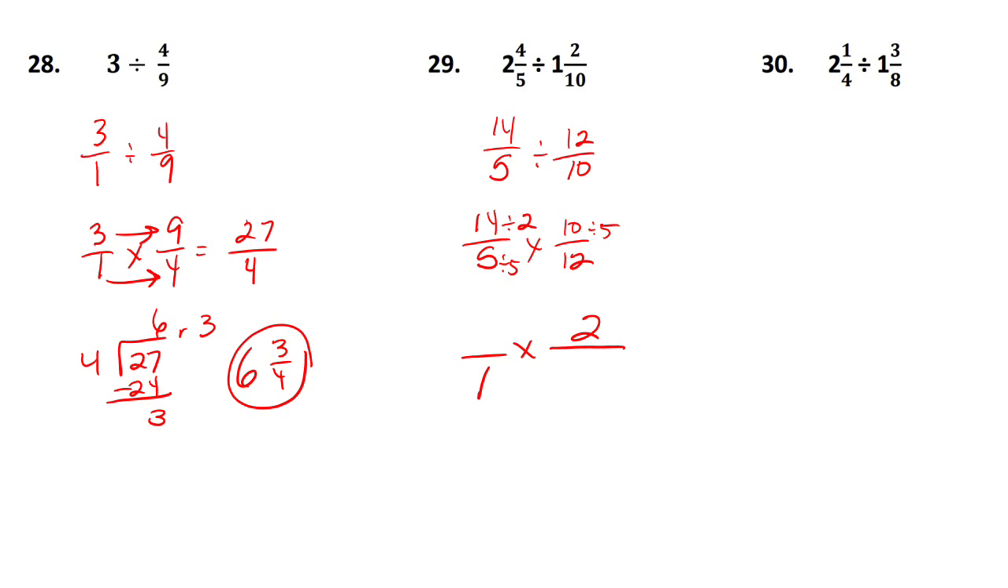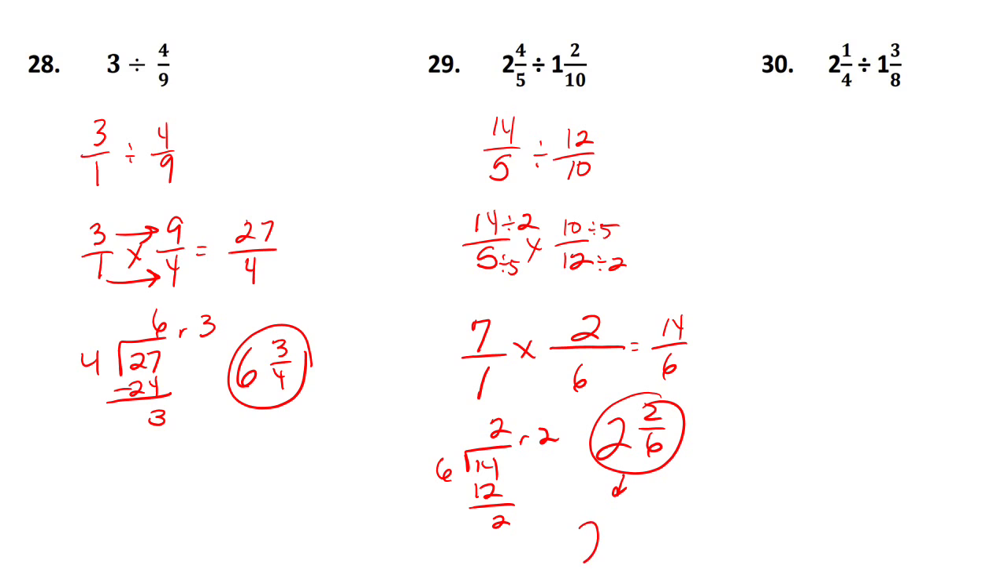So you can see what I'm doing here. So I've divided 5 and 10 by 5 and 14 and 12 by 2. So now I got 14/6. So 6 goes into 14 2 times with a remainder of 2. So I have 2 2/6. We simplify that one more time to 2 1/3.